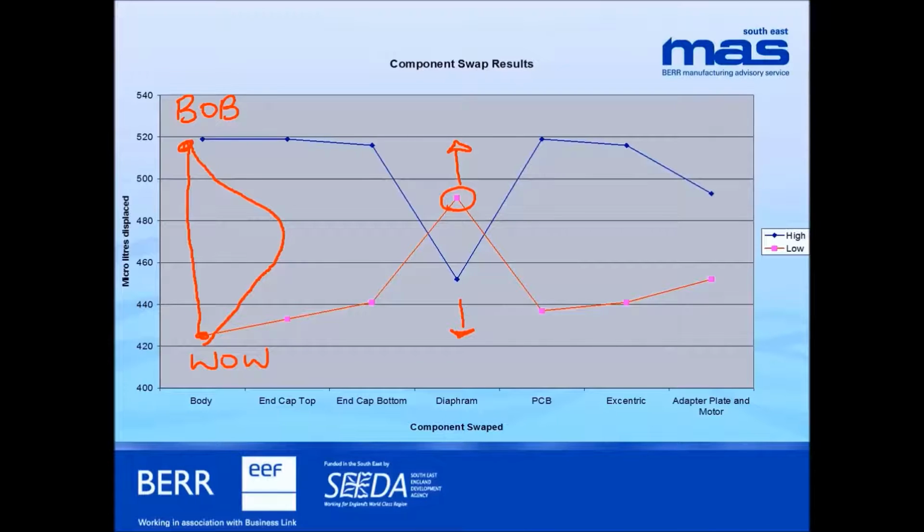It's come from all the way down here and been moved all the way up there by having the diaphragm swapped out. So it's very easy to see what the problem is. The problem lies with the diaphragm. That is what's driving the good and the bad result massively. In this case, the diaphragm happened to be made on site by this company, so we could go and visit the process very simply.